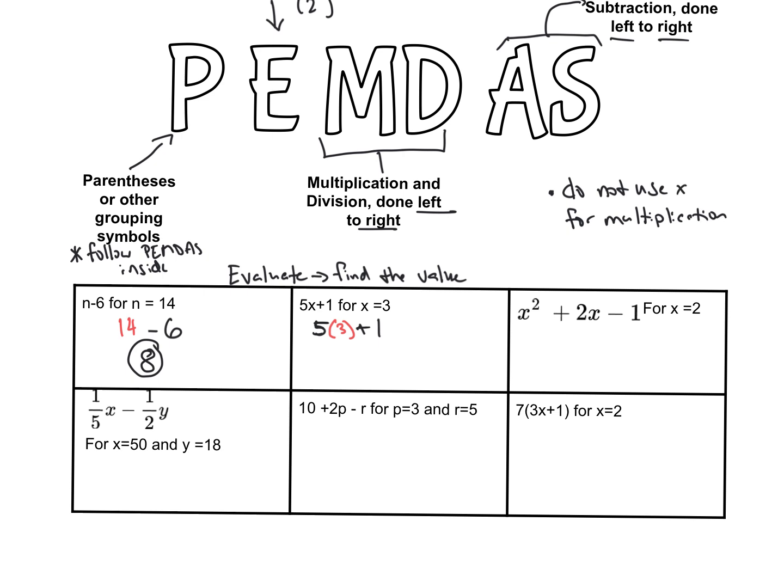All right, and now we're just going to follow order of operations. Since we have multiplication and addition, multiplication is always going to come first. So 5 times 3 is 15, and then we're going to add 1, and 15 plus 1 gives us a value of 16.